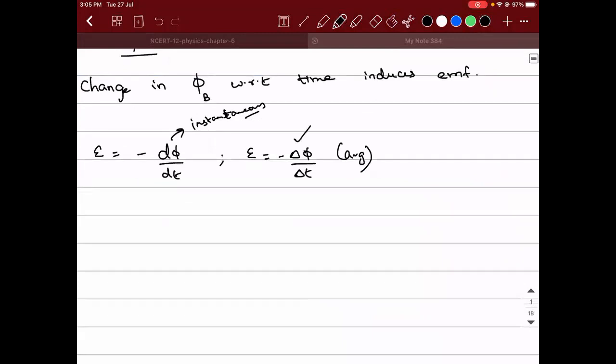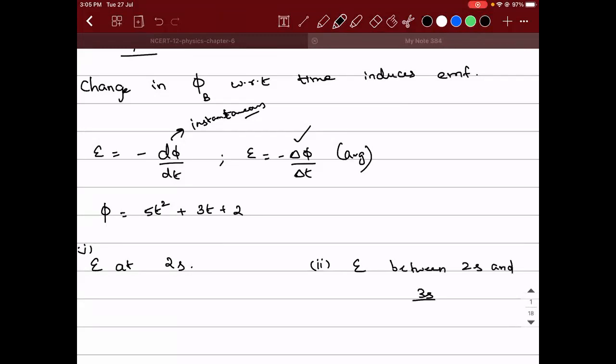So we did some problems based on this concept, right? Now I'll give you one more example. Suppose the question is like this: phi is equal to 5t square plus 3t plus 2. You are asked to calculate the magnitude of EMF at 2 seconds. And in the second case, you need to calculate the magnitude of EMF that is getting generated between 2 seconds and 3 seconds. How to do this?